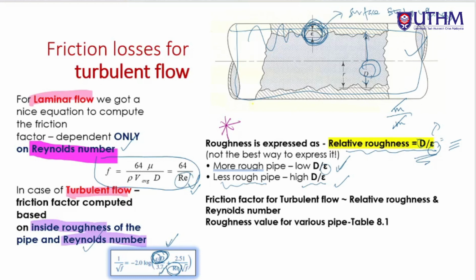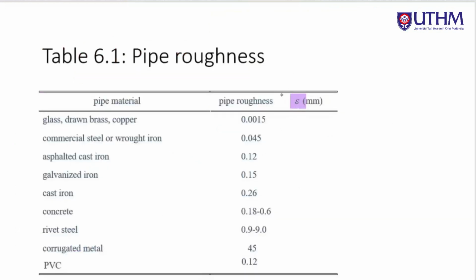Okay, so what else here? Friction factor for turbulent flow, relative roughness and Reynolds number, roughness value for various pipe can be referred to next table. Usually this pipe roughness will be given lah for different material. Kita akan dapat different value of pipe roughness. Okay, as pipe roughness makin meningkat, maksud dia lagi rough lah, dia lagi kasar surface dia. Okay, alright, next kita refer balik apa ada lagi.